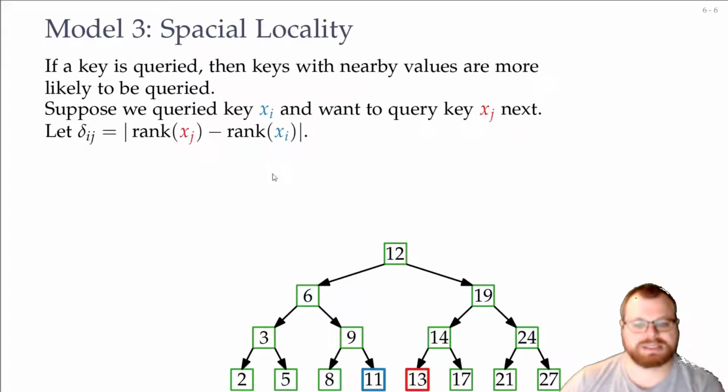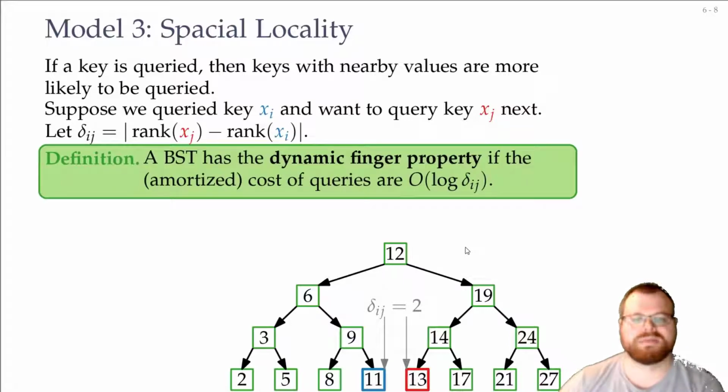of the ranks. So the 11 is the 7th smallest number, so it has rank 7. 13 is the 9th smallest number, so it has rank 9. So the rank difference between them is 2. And then we want a running time that is asymptotic to this number. And this is what we call the dynamic finger property.